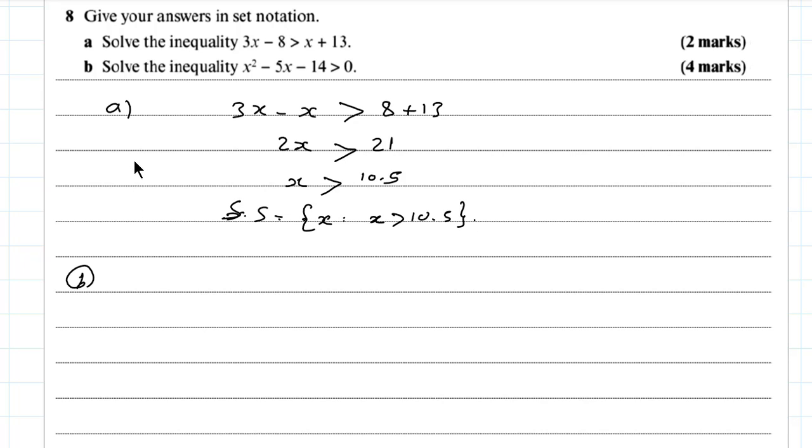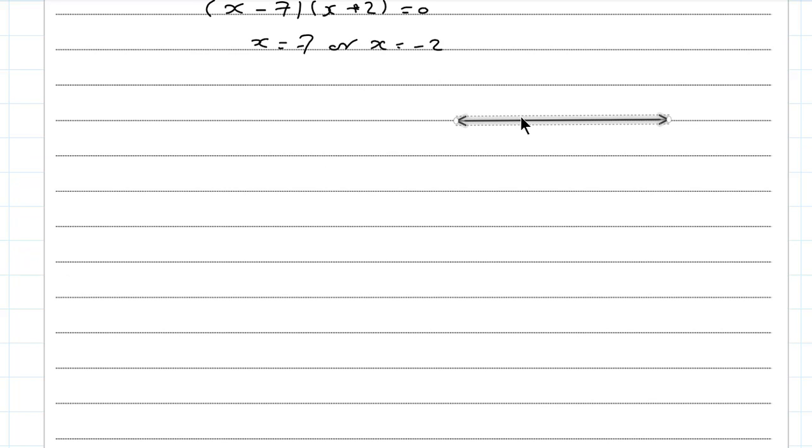Okay. For B, solve the inequality. This is a quadratic inequality, so we try to solve the equation x squared minus 5x minus 14 equals 0. By factorizing, it can be (x minus 7) multiplied by (x plus 2), right? Equals 0, so that x equals 7 or x equals minus 2. We can consider this as the x-axis, and then this is -2, this is 7, and this is our curve here, like this.